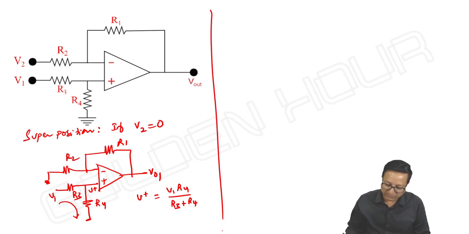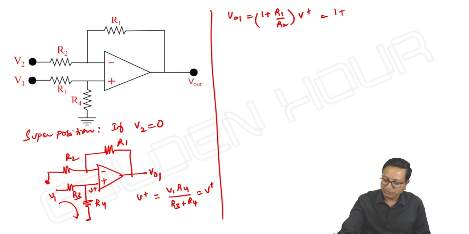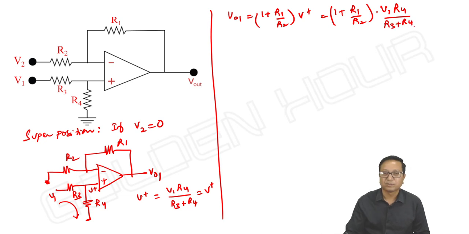So what is VO1 then? VO1 is equal to 1 plus R1 by R2 into V plus, or V minus, 1 plus R1 by R2 into V1 into R4 by R3 plus R4. Like this we can write. And suppose V1 is equal to 0. Then what is the output?